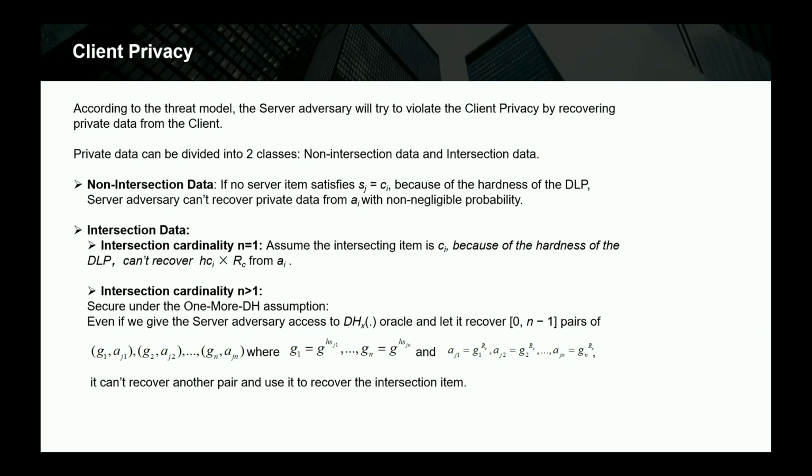As to the intersection data, it is further divided into two classes. The first class is the intersection cardinality equal to 1. We assume the intersection item is C sub I. Because of the hardness of the DLP, the adversary can't recover HC sub I times R sub C from A sub I. The second case is the intersection cardinality n greater than 1. This case is secure under the one-more DH assumption. Even if we give the server adversary access to the DH oracle and let it recover n-1 pairs of the private data of the following forms, it can't recover another pair and use it to recover the intersection item.